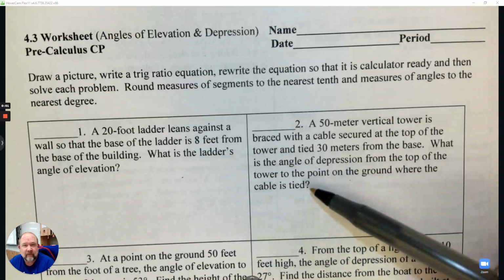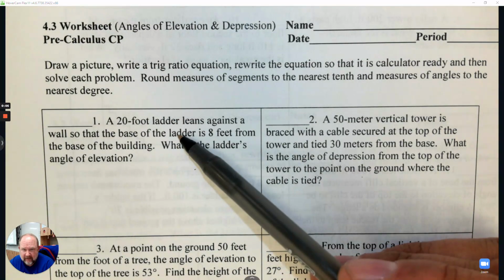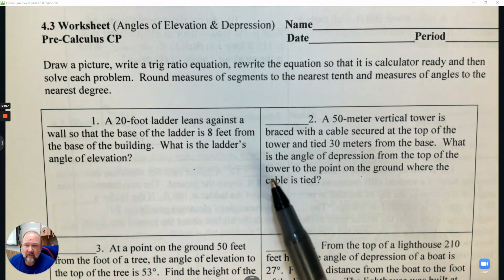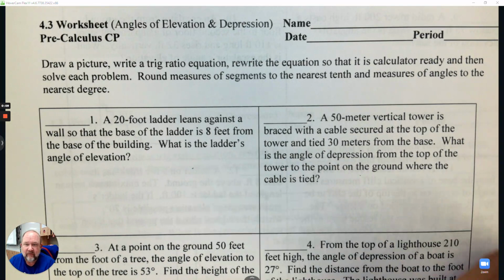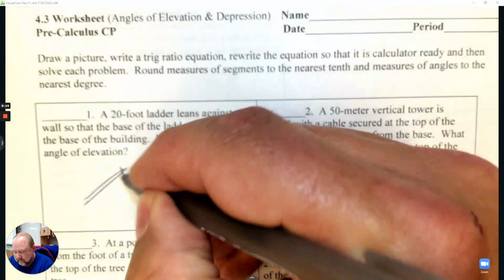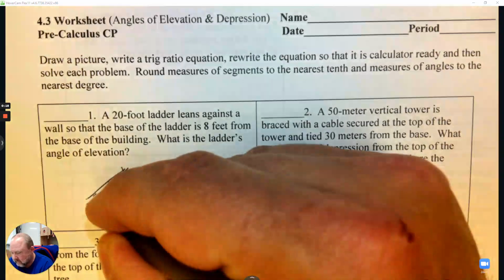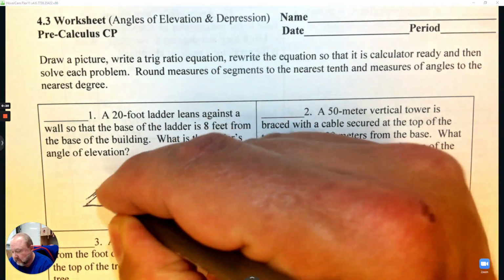Here are the solutions to angles of elevation and depression. So look at number one. A 20-foot ladder leans against a wall so that the base of the ladder is 8 feet from the base of the building. So we're going to draw a ladder leaning against a wall. And you can see the right triangle here that we get from that.